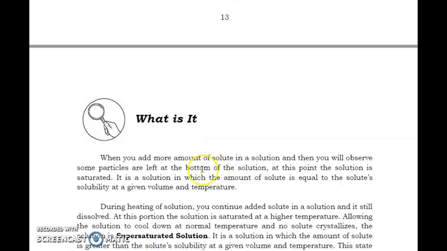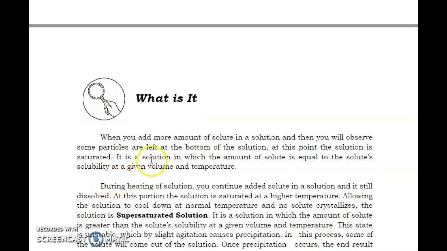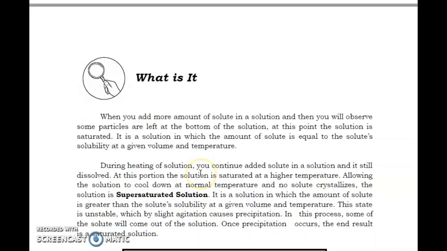So when you add more solute in a solution, and then you observe that some particles are left at the bottom of the solution, at this point, the solution is said to be saturated. It is a solution in which the amount of solute is equal to the solute's solubility at a given volume and temperature. But during heating of the solution, you continue adding solute and it's still dissolved. At this point, the solution is saturated at a higher temperature.